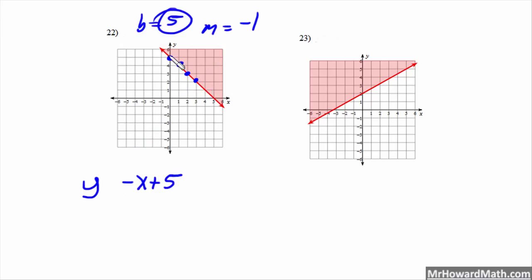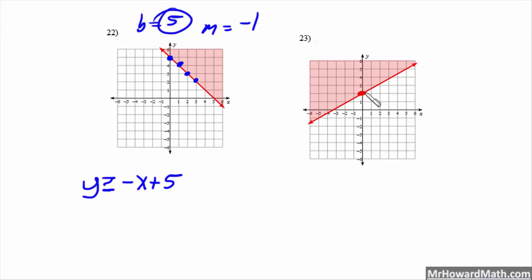Now we put the symbol in. It is solid, shaded above, so that would be greater than or equal to. Greater than because it's shaded above, that's this part. Equal to, so this line underneath, because the line is solid, it's not dashed. Okay, let's move on to 23, and we'll have the review completed.